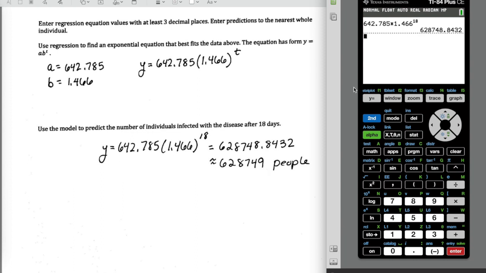Now, just like before, if you want to see your curve overlap with the points to see how good the fit is, we can go to y equals and put our equation in here. Now, if you have something already in there, you can just hit clear. So I'm going to put in there our regression equation, which we got was 642.785 times 1.466, and that's raised to the power of our variable.